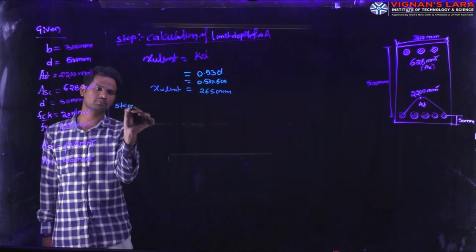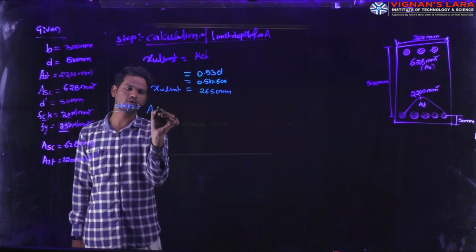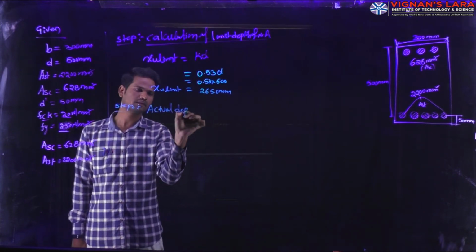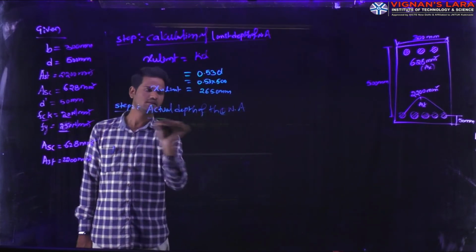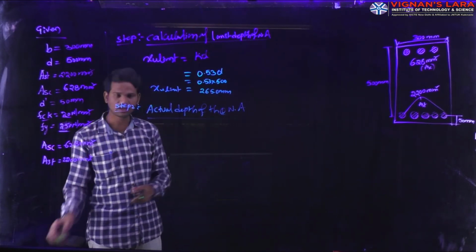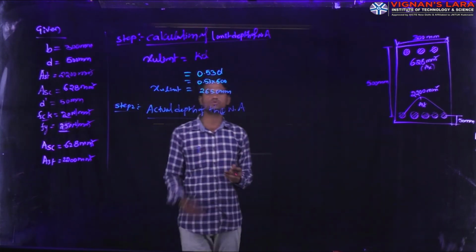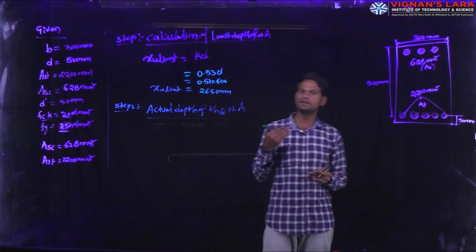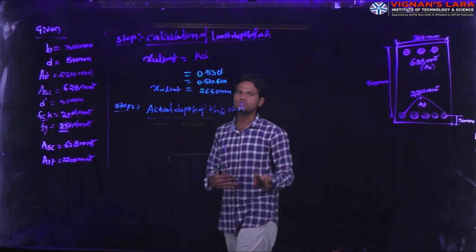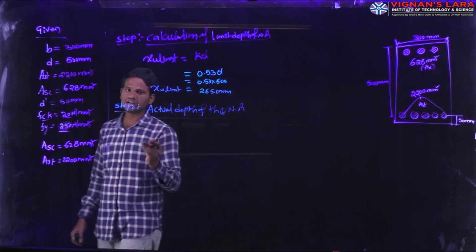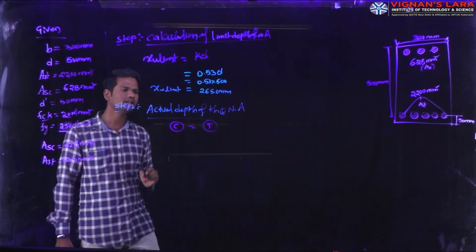Step number 2, we have to calculate the actual depth of the neutral axis. For this, we have the formula: total compressive force equal to total tensile force. To calculate how much depth the concrete is taking in compression and how much in tension, we use total compressive force equal to total tensile force for a doubly reinforced beam.